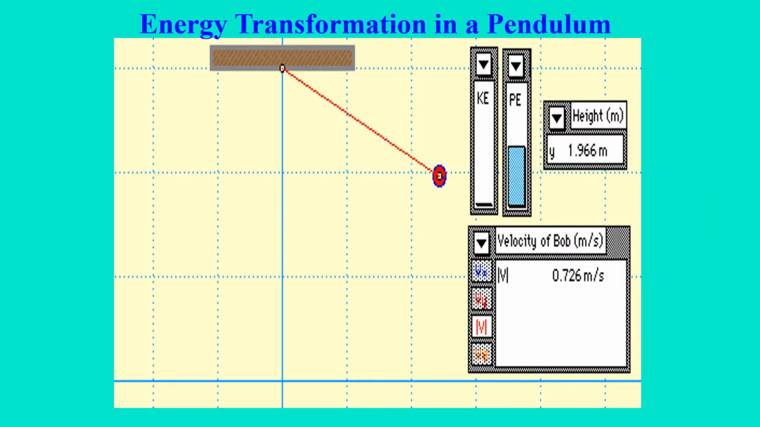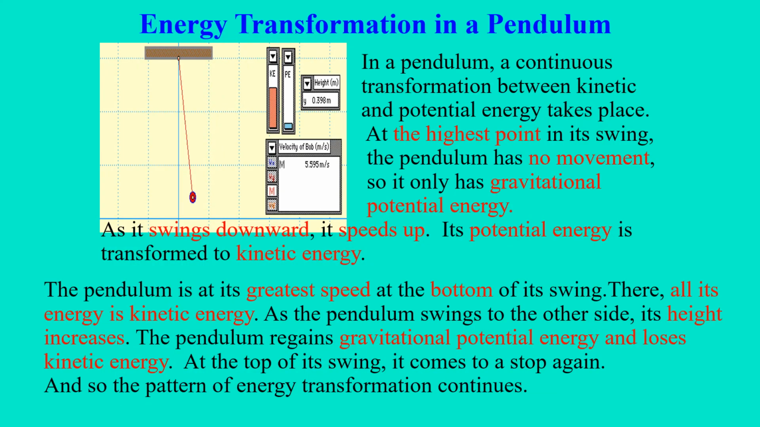The energy transformation in a pendulum. In a pendulum, a continuous transformation between kinetic and potential energy takes place. At the highest point in its swing, the pendulum has no movement, so it only has gravitational potential energy.